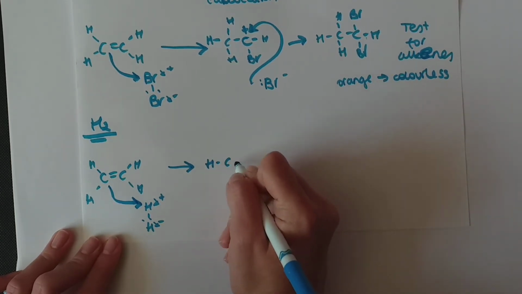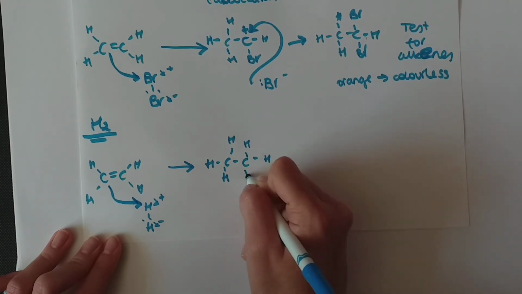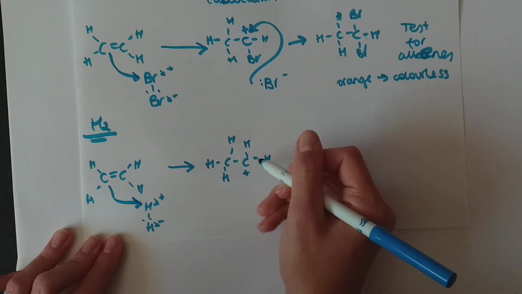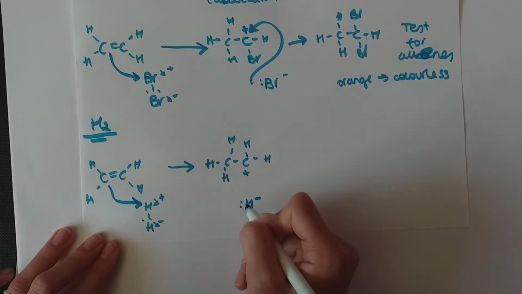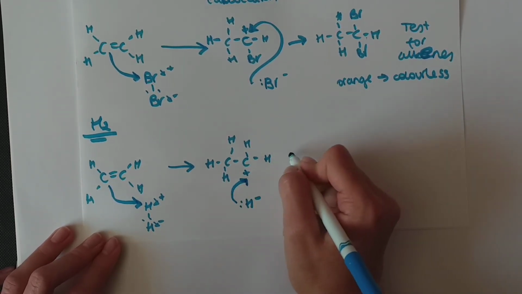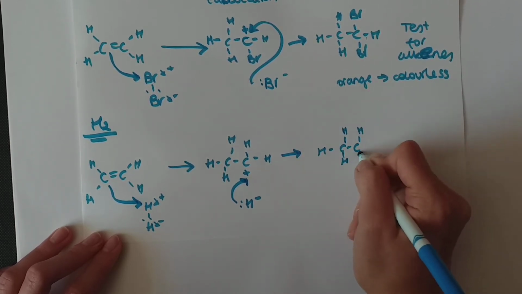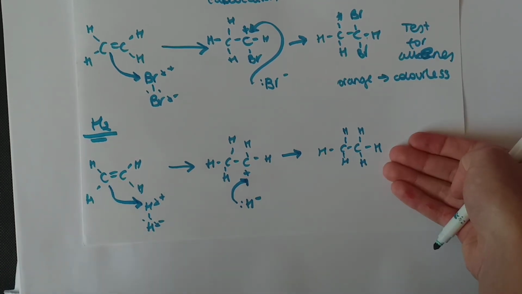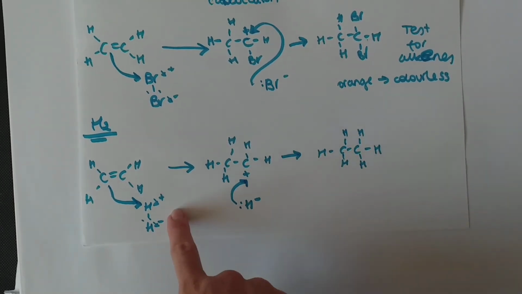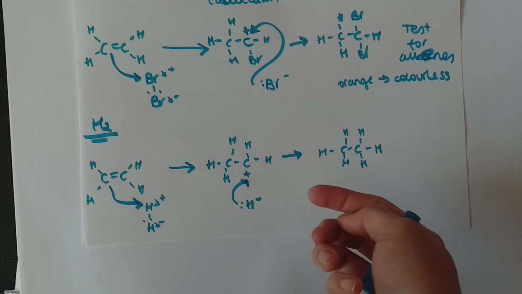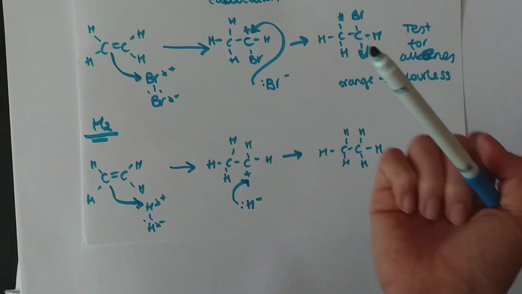Then we form an alkane with a carbon cation. But what we got left is that hydrogen minus. It grabs onto that carbon and we form an ethane. As you can see, that's not a halogenoalkane, but that's also an electrophilic addition. That hydrogen becomes an electrophile and grabs these electrons, which are donated by the double bond.